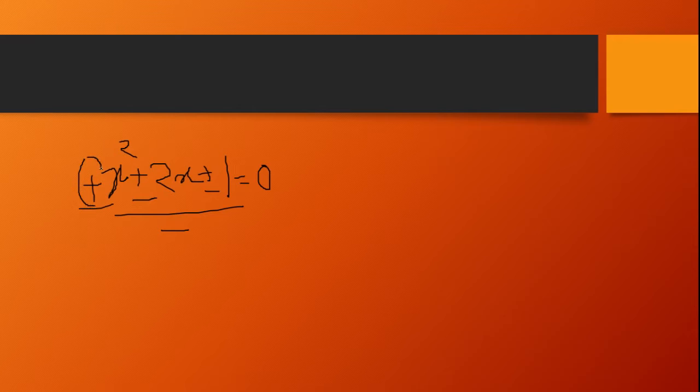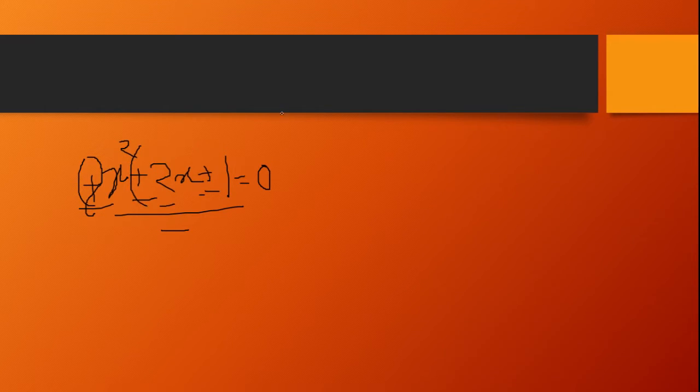First I am taking a quadratic equation. Let's take x square plus 2x plus 1 equal to 0. So you can see that there are three signs: plus, plus and plus. This plus will be the same for every equation. So we consider the last two signs, this plus and this plus.